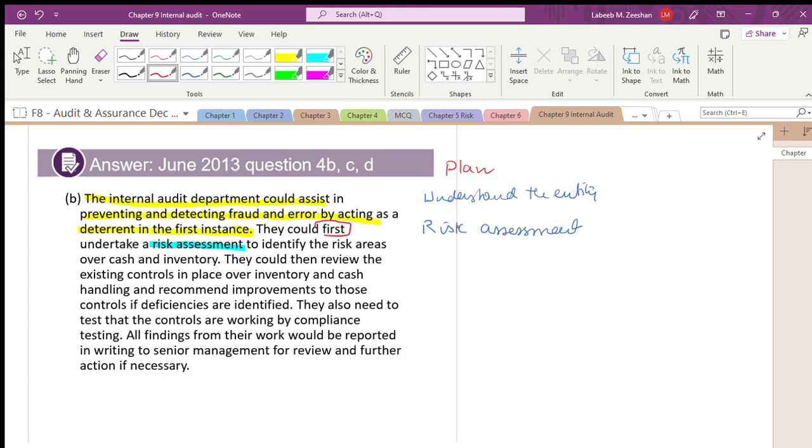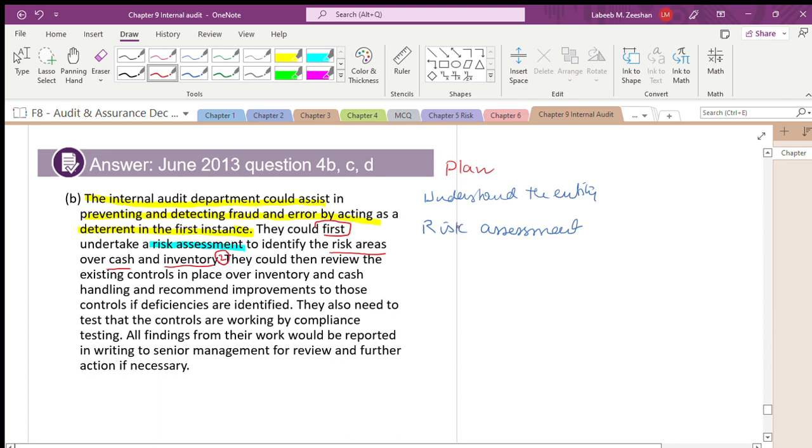They want to undertake risk assessment, to identify what the risk areas are, where the risk is over cash and inventory. This is the first point. Second point is what?